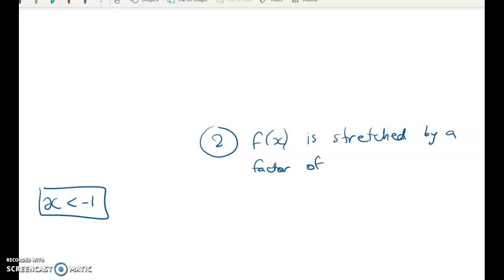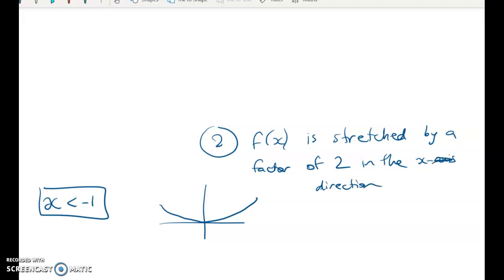There are two ways to do this. The easiest way to do it is to say that it's stretched by a factor of 2 in the x-axis direction, or maybe just in the x direction. And what that means is that every value that we had to start with here is doubled in this direction. So the y doesn't change.